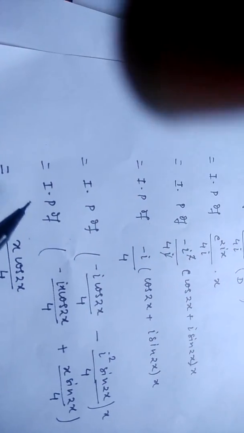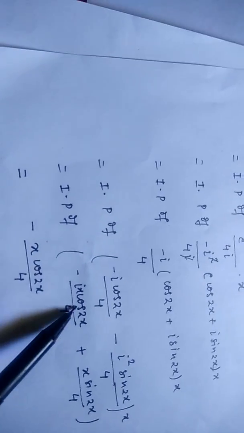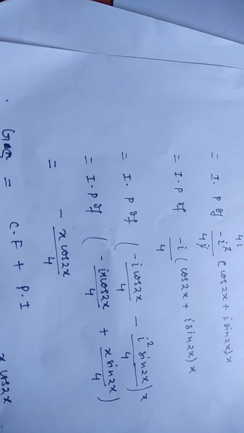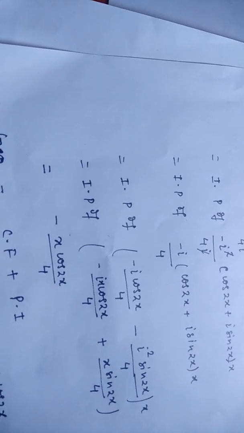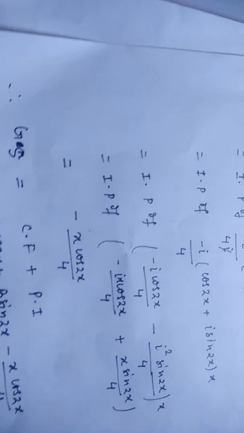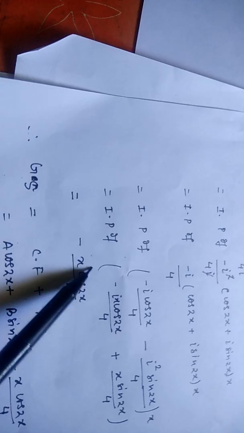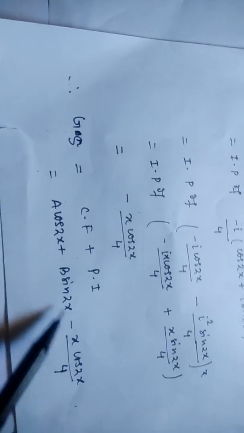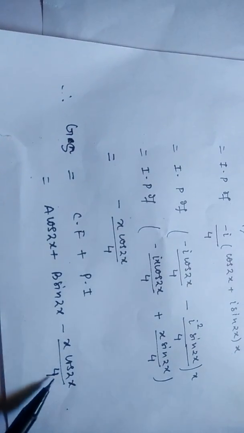While solving this bracket, we have the imaginary part of minus ix cos 2x divided by 4 plus x sin 2x divided by 4. Now the imaginary part of this whole bracket is equal to minus x cos 2x divided by 4. So this is our particular integral of this given differential equation. So the general solution is written as complementary function plus PI, that is equal to A cos 2x plus B sin 2x minus x cos 2x divided by 4.